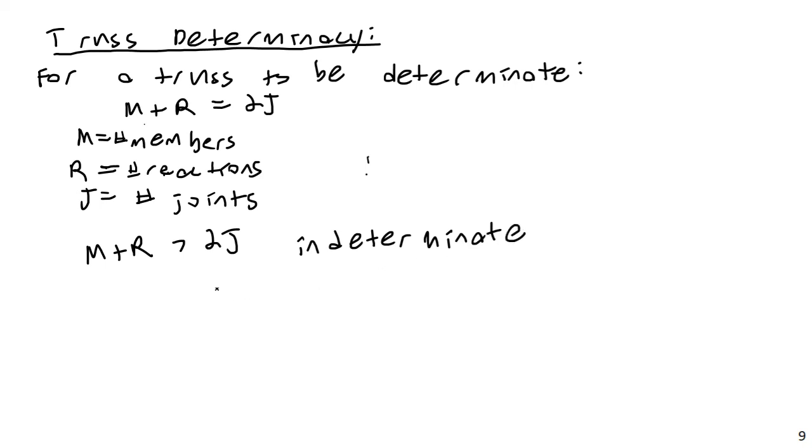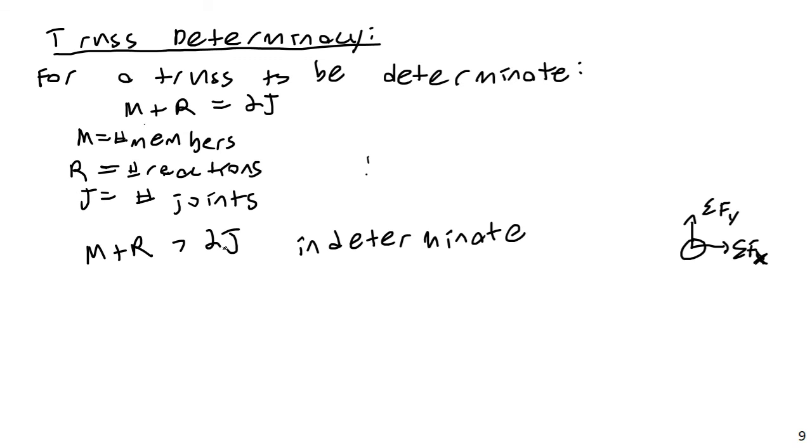The way this makes sense is that if you think of doing equilibrium about a joint, you could have a sum of forces in the x direction and a sum of forces in the y direction. So essentially, each joint will give us two equations of equilibrium. We will not have a sum of moments about a joint because all of the forces coming into the joint have their lines of action along the joint, so it would do no good to sum moments. And that's the basic idea of truss determinacy.